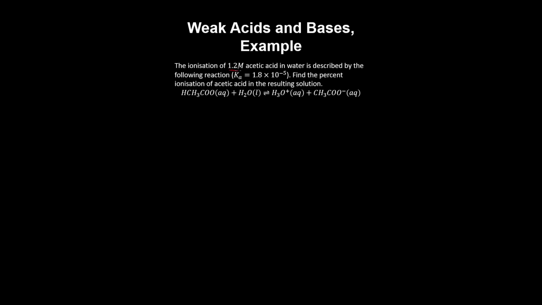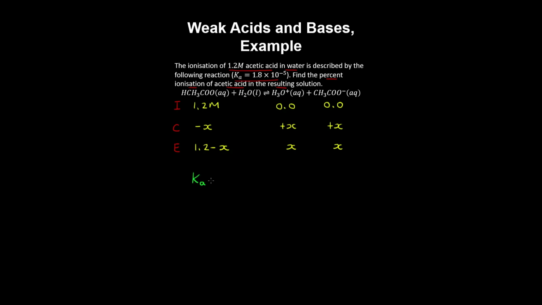The ionization of 1.2 molar of acetic acid in water is described by the following reaction. Find the percent ionization of acetic acid in the resulting solution. Well, we're given the equilibrium constant and the initial concentration of acetic acid, so we can use an ice table. And before the reaction takes place, we have 0 molar of the products. And for every mole of acetic acid that dissociates, 1 mole of hydronium and acetate are produced. So therefore the equilibrium concentrations can be written as follows.